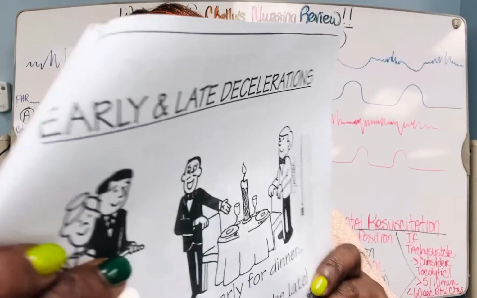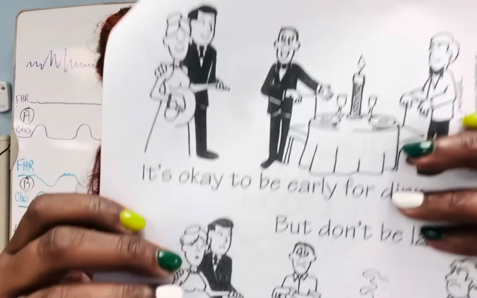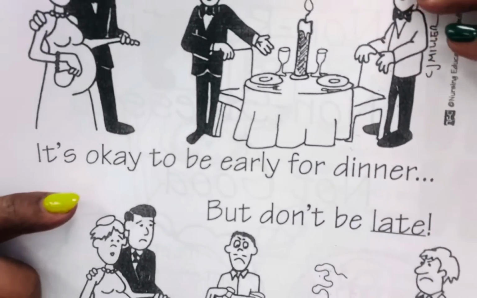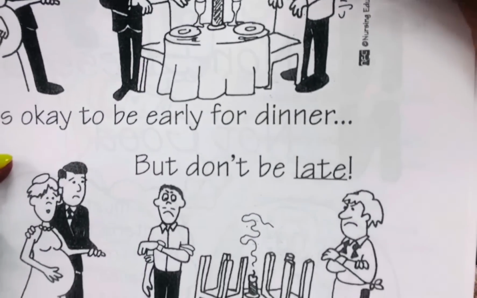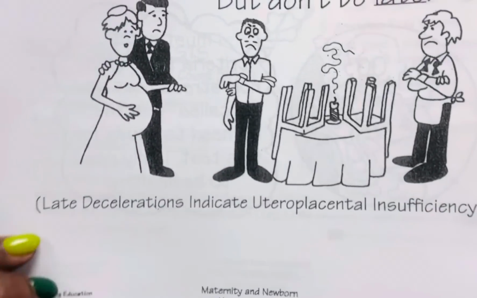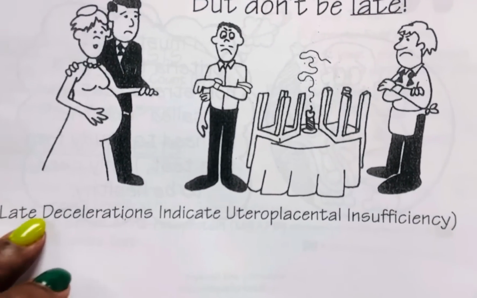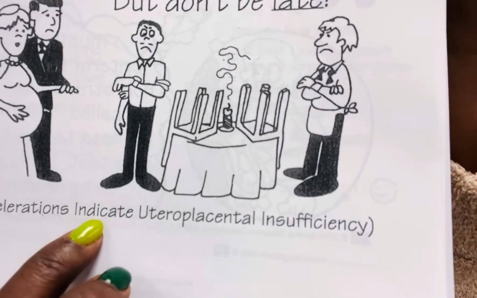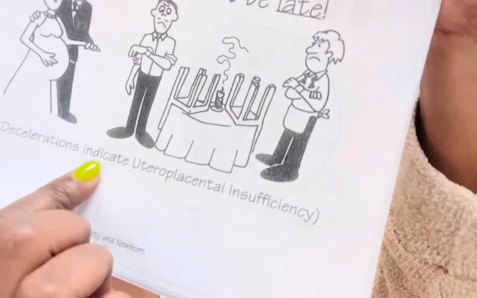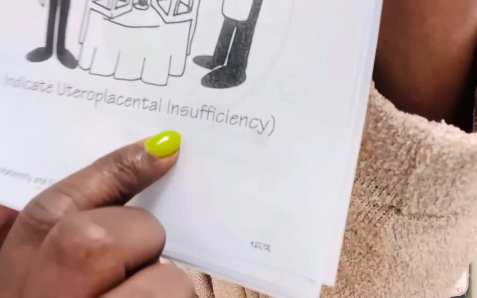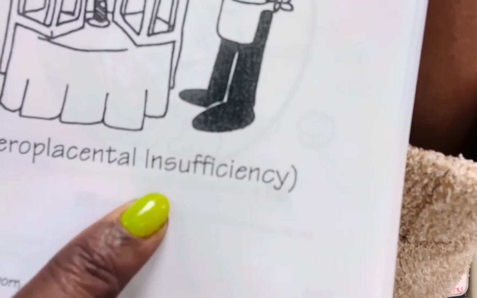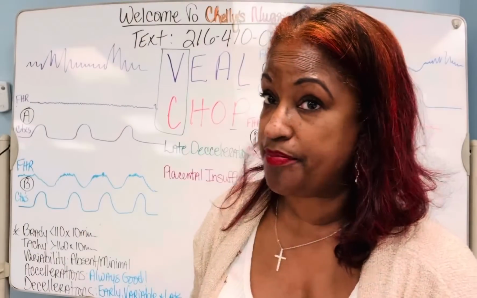If you look, this says early and late decels. And then it says, it's okay to be early for dinner, but don't be late. So it's trying to tell you that this is a problem. Look, late decelerations, what does that say? Indicate uterine placental insufficiency. There's that word. You heard me say it up here.